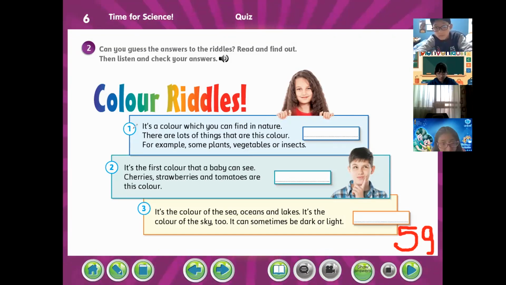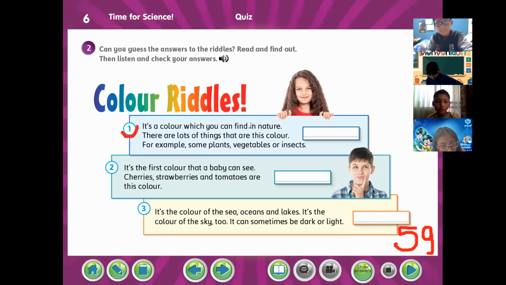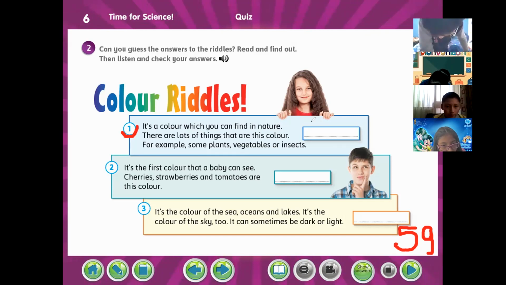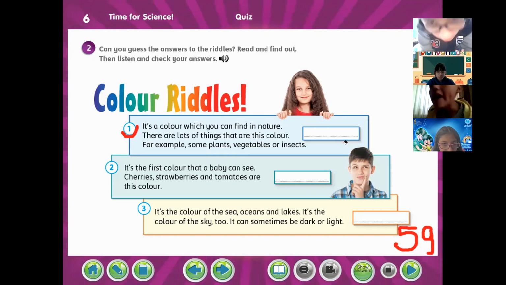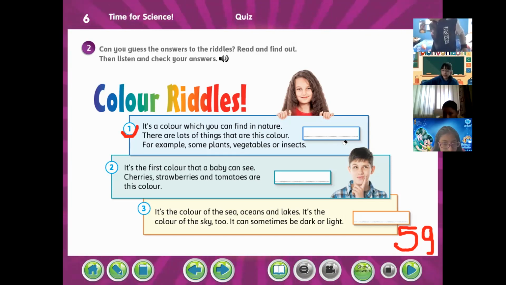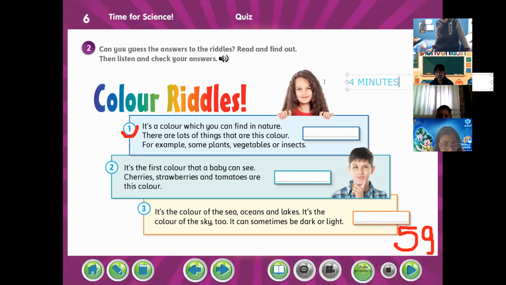Easy, yeah? It's not difficult. For example, the one. It's a color that you can find in nature. What color is it? Please complete in your books, okay? I am going to give you how many we have. I'm going to give you 4 minutes, okay, my friends? Finish, please. Complete these riddles.